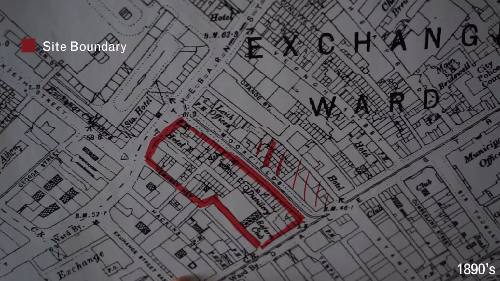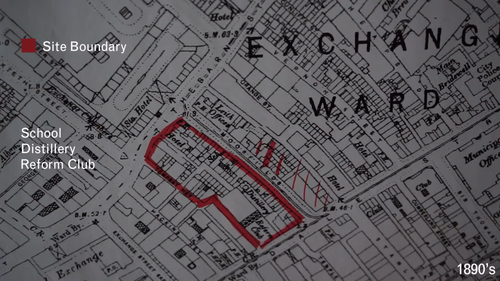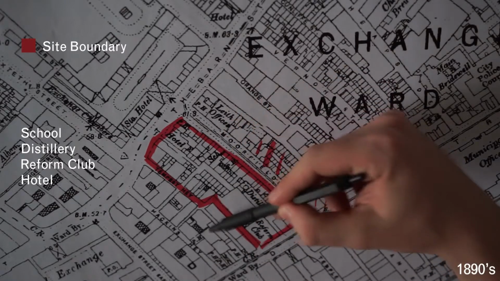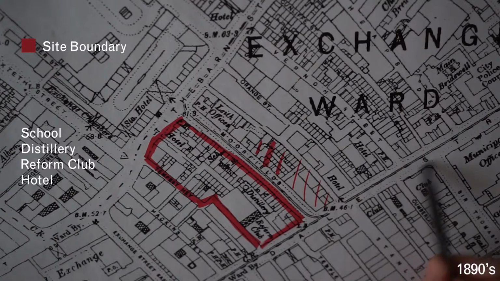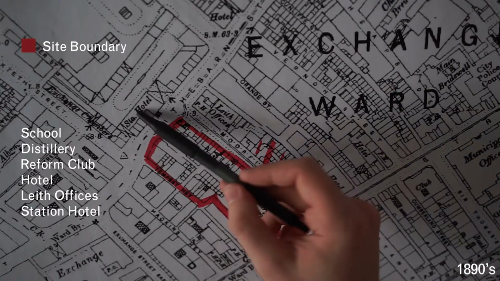So as you can see, initially on the site we actually had a lot of sort of programs and functions. We have a school, we have a distillery, we have a reform club, we've got a hotel. This is Tempest Hay, which then leads straight onto this main high street here. We have the Leith offices, the Station Hotel. It was at one point a really sort of densely populated area.